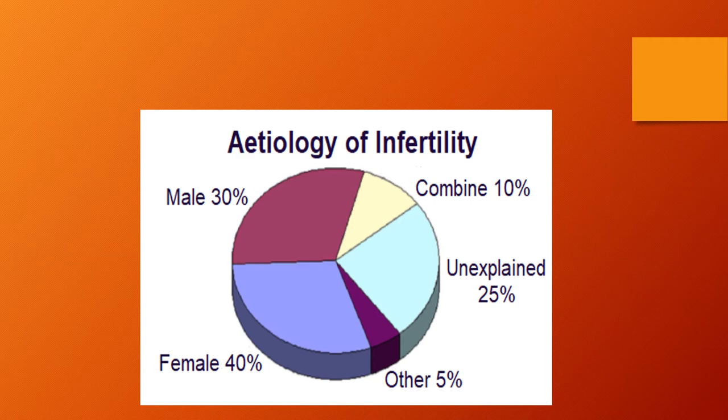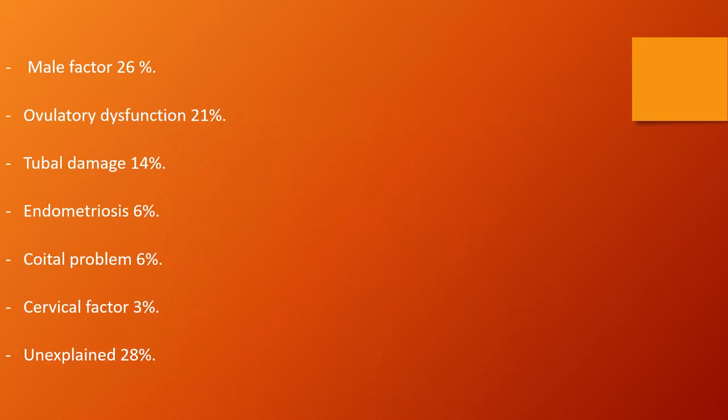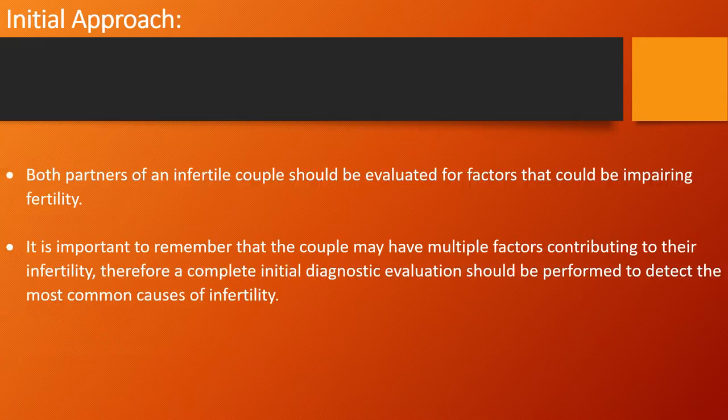So we have a female factor about 40% and male factor about 30%. Unexplained infertility about 25%, combined about 10%, and others about 5%. Male factor from 26% to 30%, ovulatory dysfunction is about 21%, tubal damage is about 14%, endometriosis 6%, coital problem 6%, cervical factor 3%, unexplained about 28%.